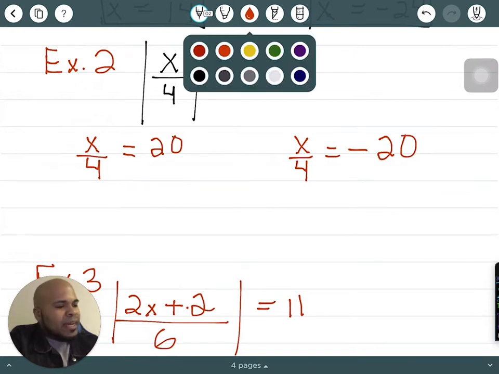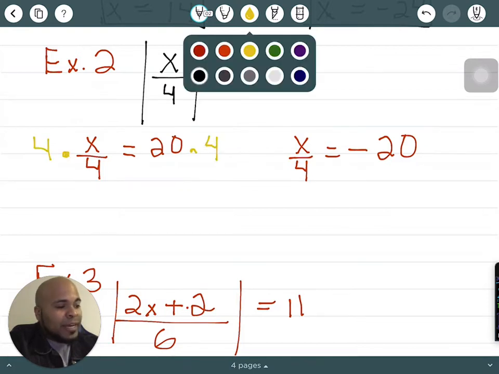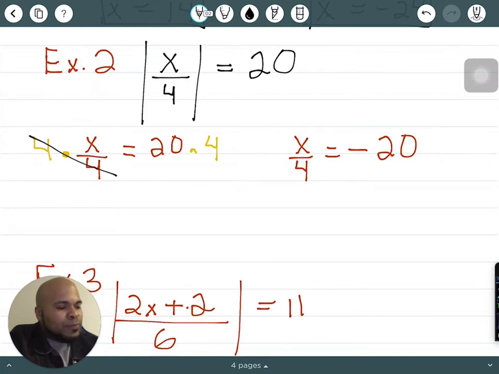On the left side, x is not by itself because it's being divided by 4, so I'm going to do the inverse operation, which is multiply by 4 on both sides. These 4's cancel, and you get that x equals 80 because 20 times 4 is 80, and that will be my answer.